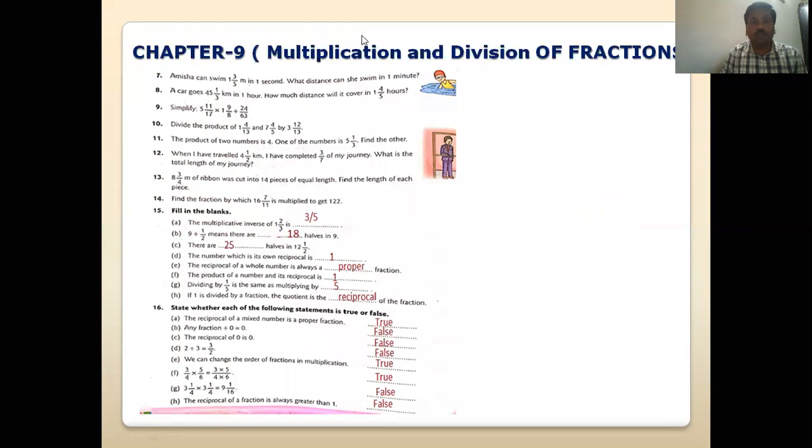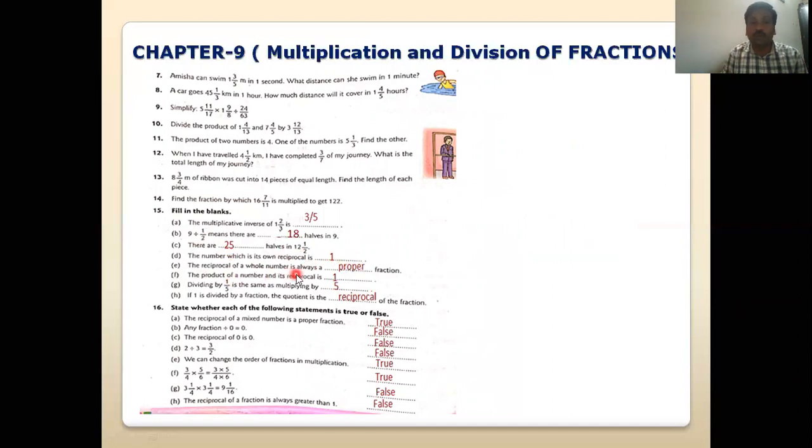Okay. And now 9 divided by 1 by 2 means, when we change, 9 into 2 goes above and 1 comes below. And now when we multiply 9 into 2, we get 18 halves. In 9 there are 25 halves when we change into this improper fraction. And now the number which is its own reciprocal is 1. The reciprocal of 1 is 1 by 1, that is 1.